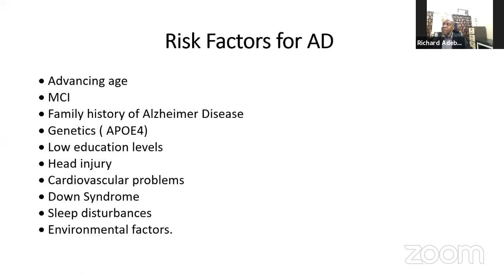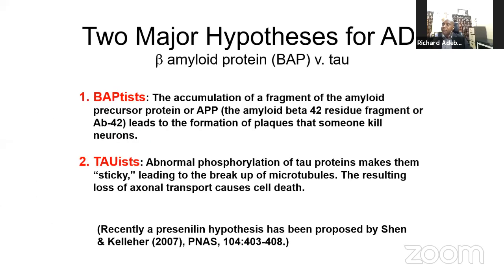Let's look at major hypotheses for Alzheimer's disease. I talked about the beta amyloid protein earlier. There are two groups of hypotheses here, the Baptists and the Tauists. The Baptists talk about the accumulation of a fragment of the amyloid precursor protein, or APP, the amyloid beta residue fragment of AB42. This can lead to the formation of plaques that can kill the neurons. We are going to look at a few slides, and then it becomes clearer to us.